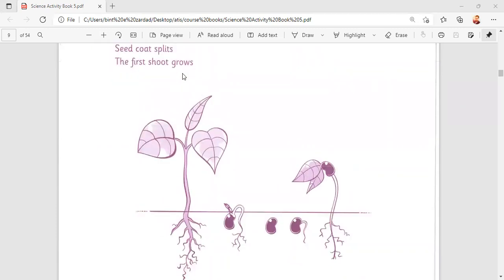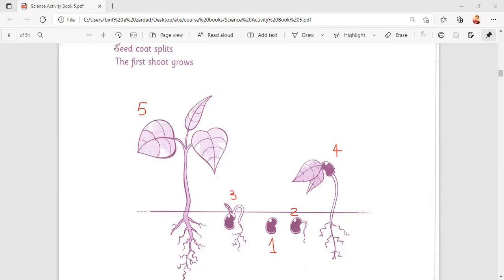Let's start. The first thing, a seed. This is the first stage. After this, the second, the first root grows downward in search of water. Then the first shoot. This is the third stage. The first shoot grows upward, and then the leaves, two leaves, and then like this. This is the fifth stage. So these are the five stages: first, second, third, fourth, and fifth.